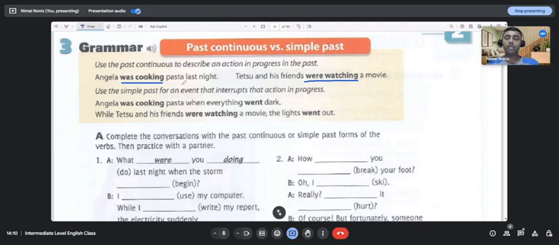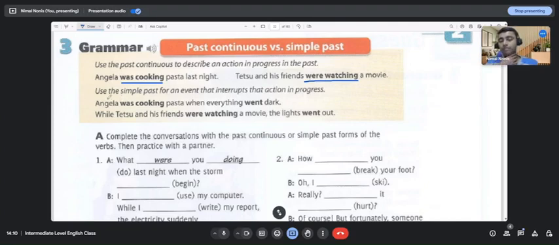So, Angela was cooking pasta last night. Tetsu and his friends were watching a movie. They were watching a movie. So this is also in the past continuous tense. Why? The be verb is used in the past tense and the verb is written in the ing form. So that means it's a past continuous tense. These two sentences are written in the past continuous tense.